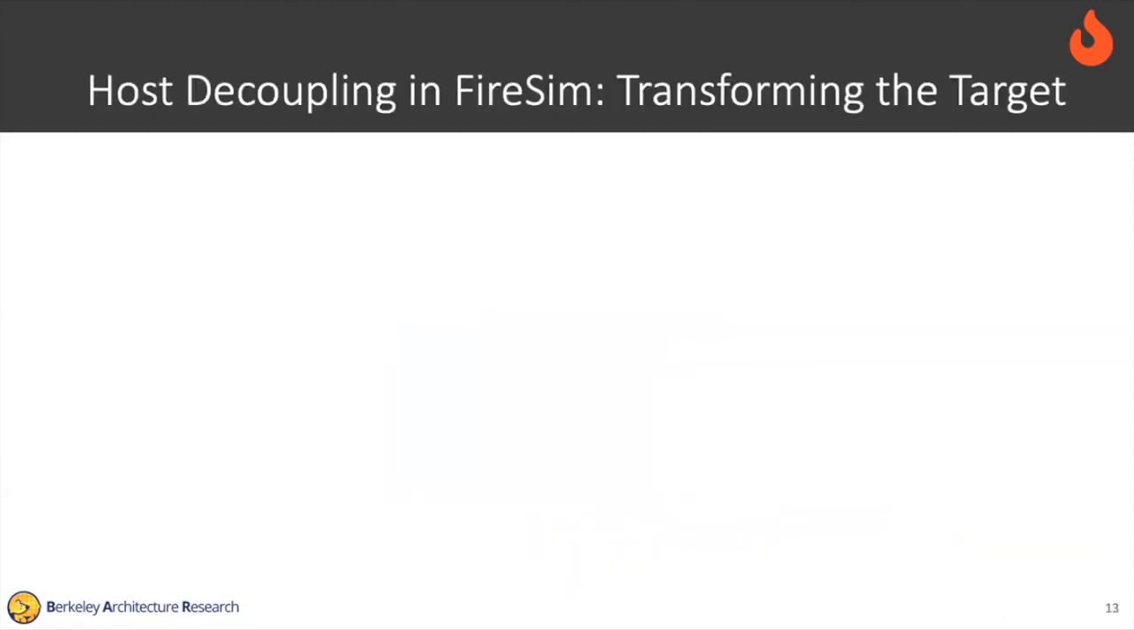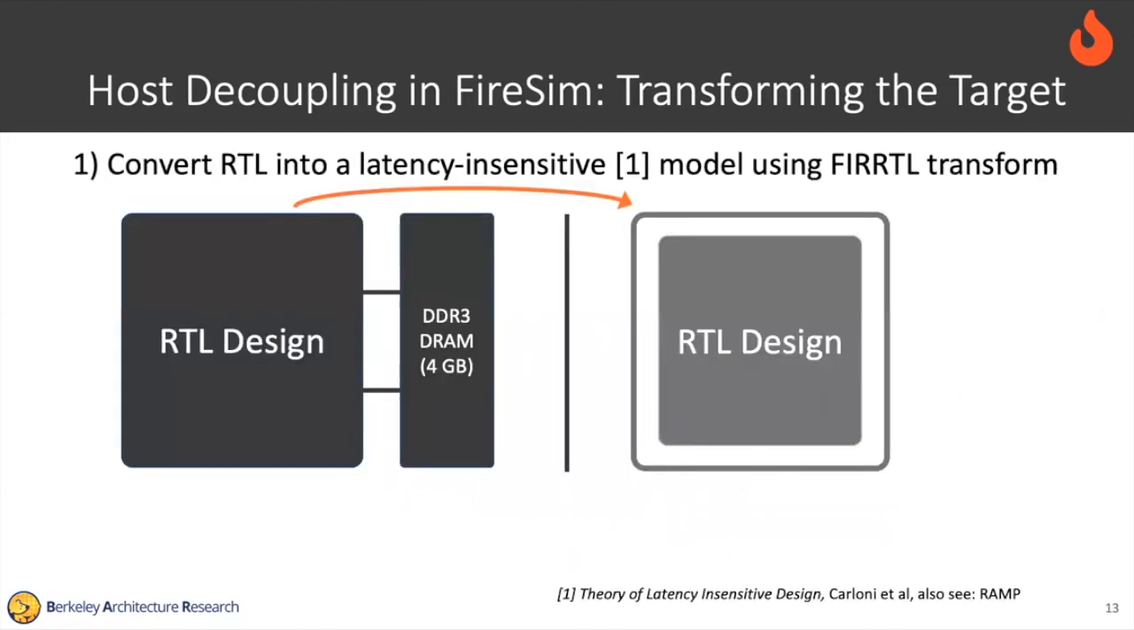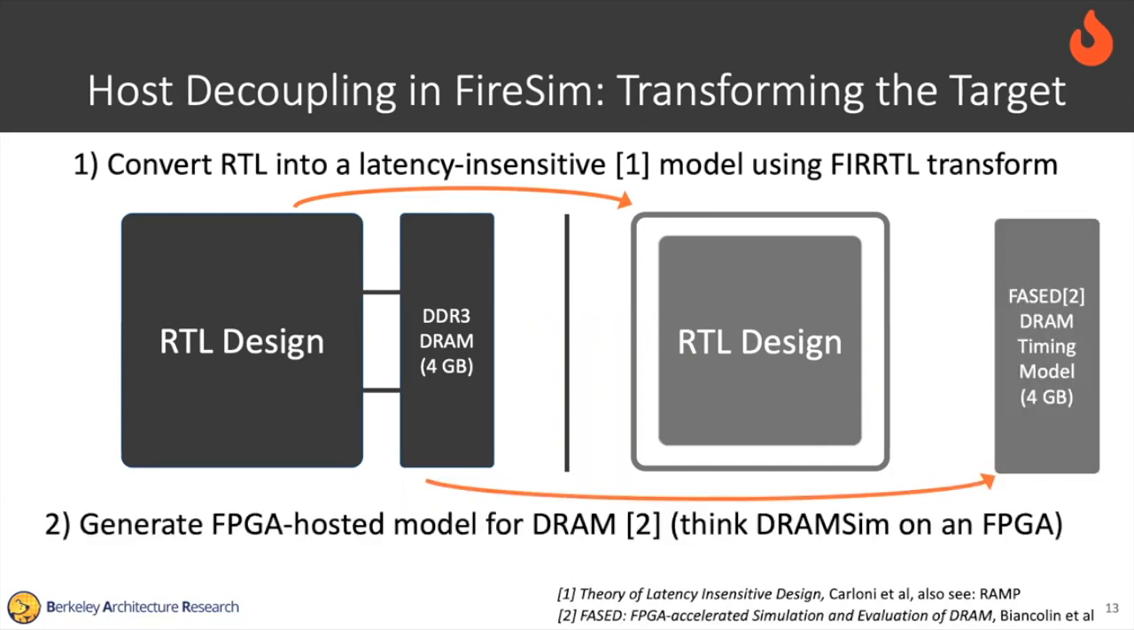All right, so how is this actually going to work? The core principle here is called host decoupling. So we're going to transform our target design into a latency insensitive model using a FAME transform. At a very high level, you can think of this as just taking the design and clock gating, right? So we can control each cycle and how it advances on the FPGA, and we can stop the progression of the design if we need to.